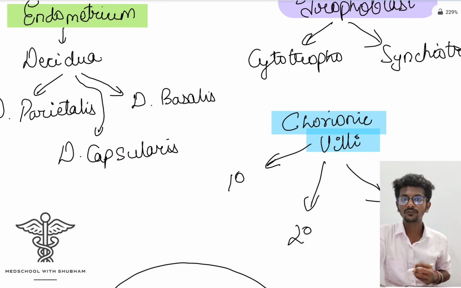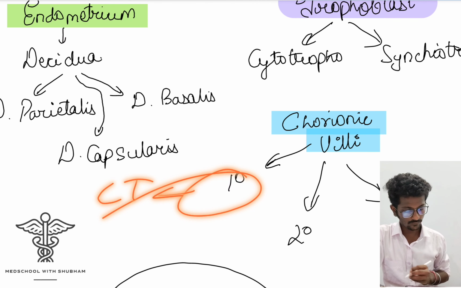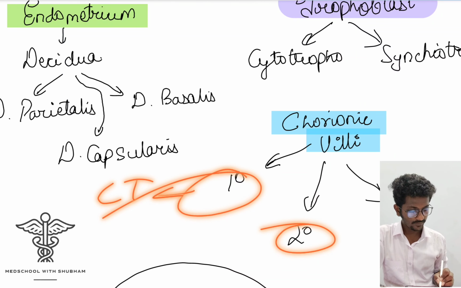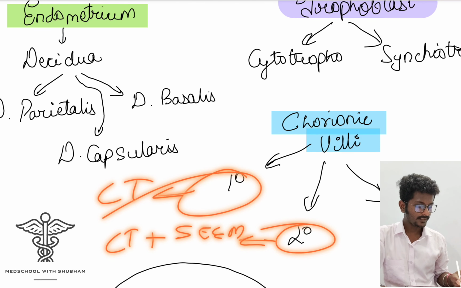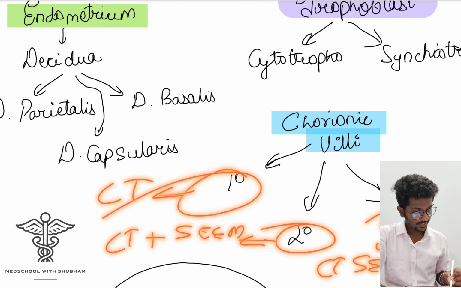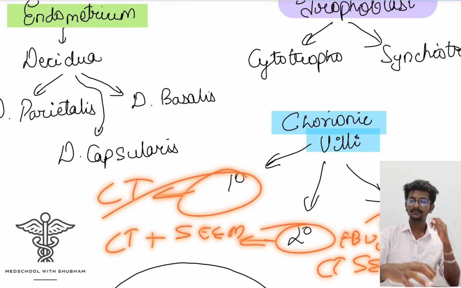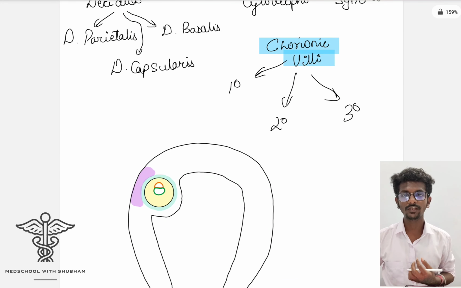And the chorionic villi. So there are three types of chorionic villi. The primary chorionic villi, which contained only the cytotrophoblast. The secondary chorionic villi, which contain the cytotrophoblast plus somatopleuric extra embryonic mesoderm, and the tertiary chorionic villi, which contains the cytotrophoblast, somatopleuric extra embryonic mesoderm and the fetal blood vessels. So these are three types of chorionic villi.